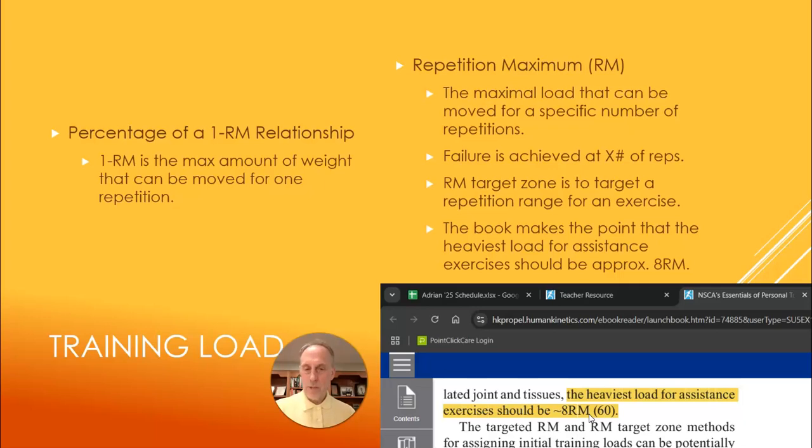Meaning, if you're going to go into the gym, you're going to do a bicep curl, you should only do 8 RM, nothing heavier than that. So you wouldn't do heavy sets of 4. You're not going to do heavy sets of 6. You're not going to do anything lower than 8 reps for like an assistance exercise.